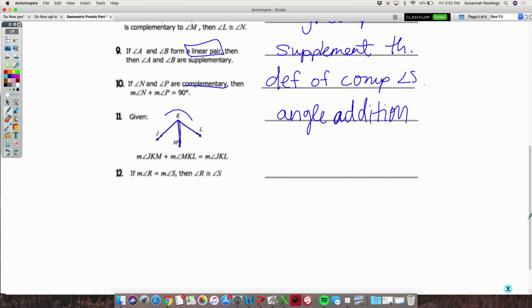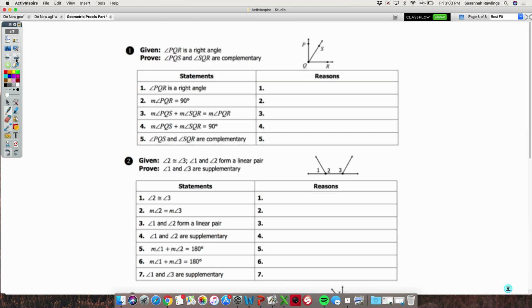Okay, and then number 12 should have been super simple. The only thing that changed was the symbol, so that is the definition of what? Congruency. Okay, we are going to do one proof. So please flip to that last page and go ahead and fill in the given and see if you can figure out the next blank.